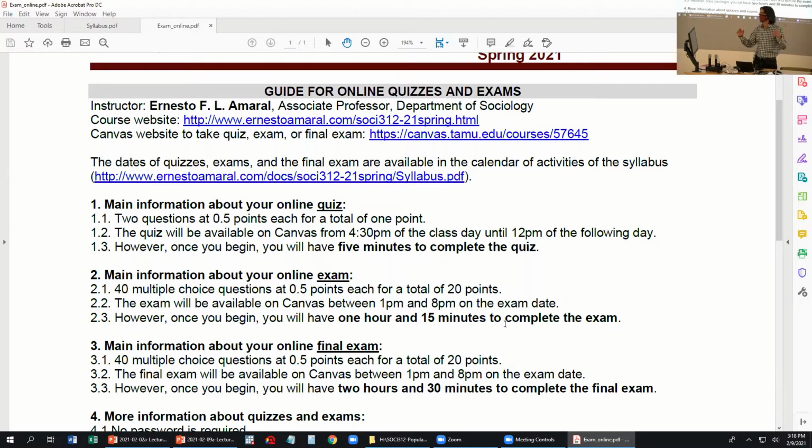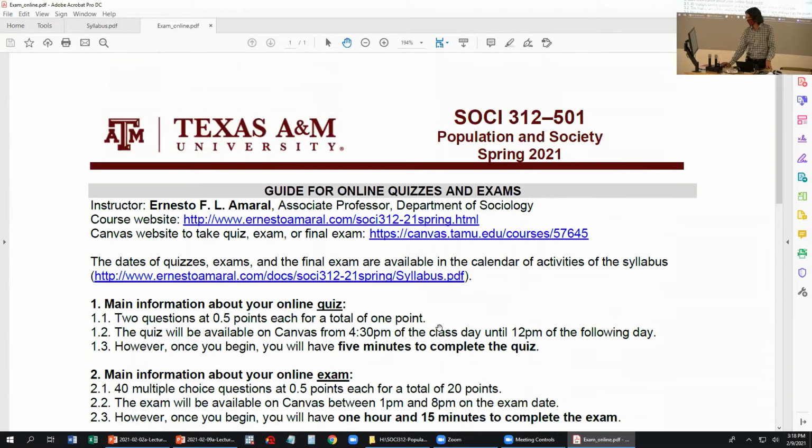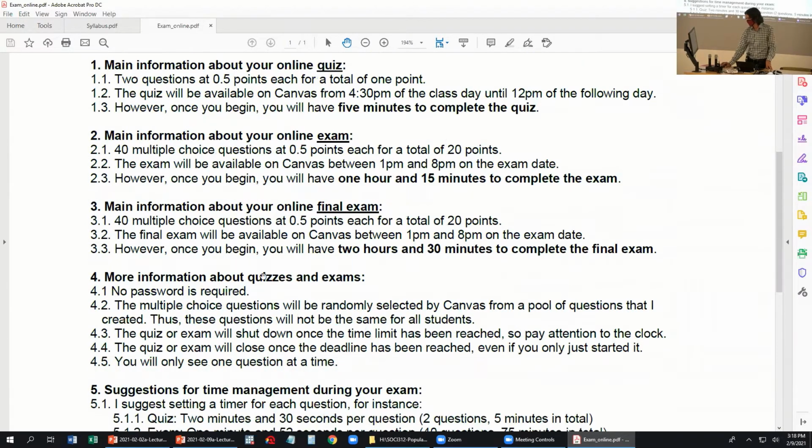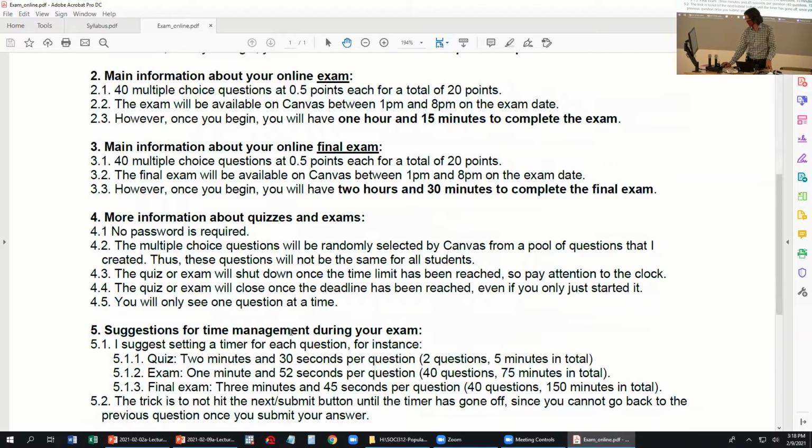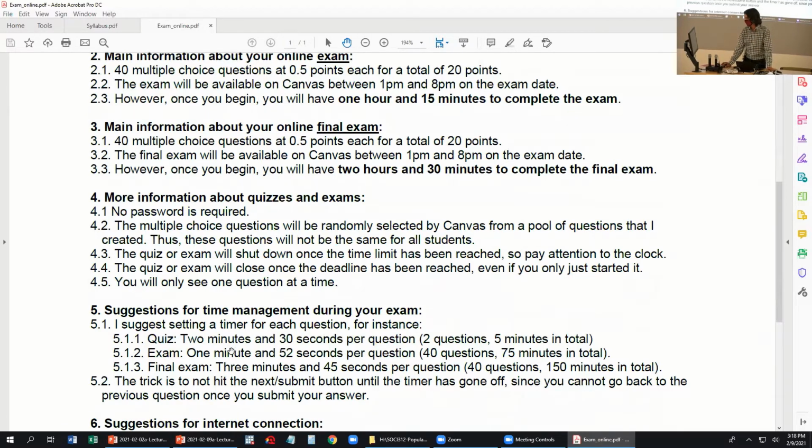So the exam is going to be open in Canvas on Thursday from 1 p.m. to 8 p.m. But once you start it, you have 1 hour and 15 minutes to finish it. And here in the bottom, there is more information about it. You can just see 1 question at a time. You cannot go back to the previous question. And 40 questions in 75 minutes is pretty much an average of 1 minute and 52 seconds per question. So almost 2 minutes per question. So that's a lot of time.